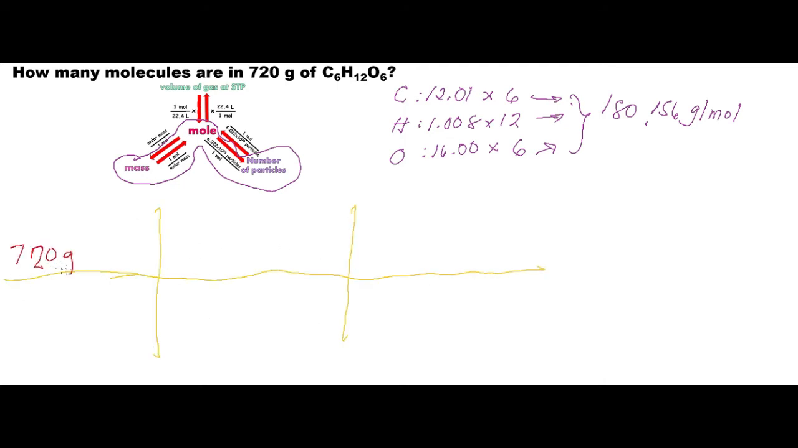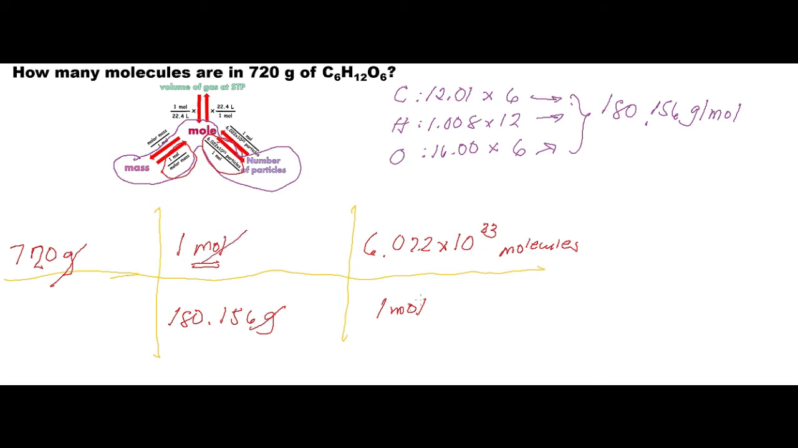720 grams to the upper left. Then copy this. So 1 mole in the top, then the molar mass in the bottom, 180.156 grams. Cancel the grams. We're now in the mole. We have to copy this 1 mole in the bottom and Avogadro's number in the top. So 6.022 times 10 to the 23rd molecules. Cancel, cancel. We are now in the molecules. Now solve. This will give us 2.406 times 10 to the 24th molecules. Since the given has only two significant numbers, our answer will be 2.4 times 10 to the 24th molecules.